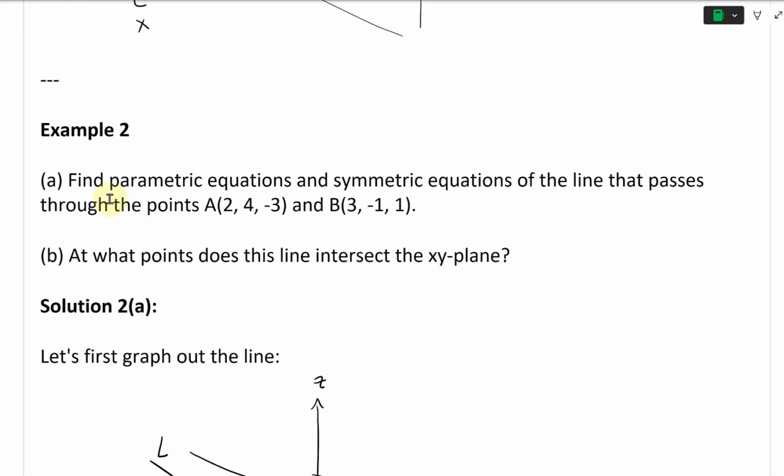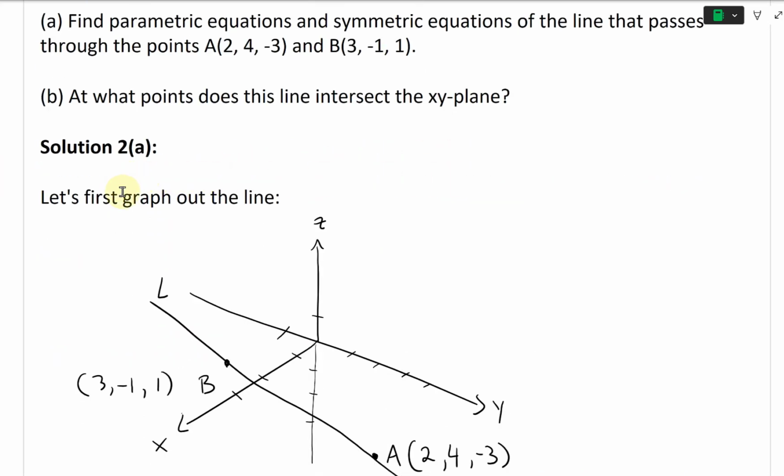So now let's go further. Alright, so going further, we're asked to find parametric equations and symmetric equations of this line passing through these 2 points.